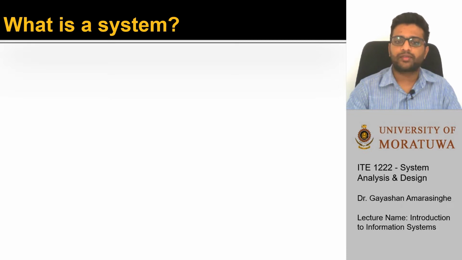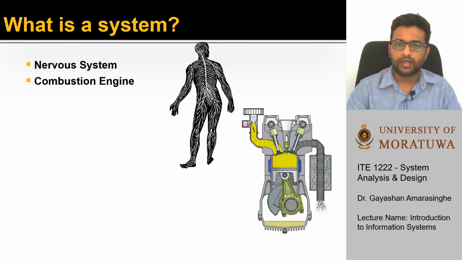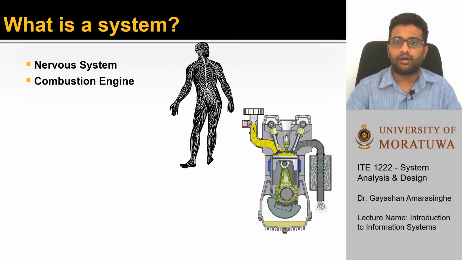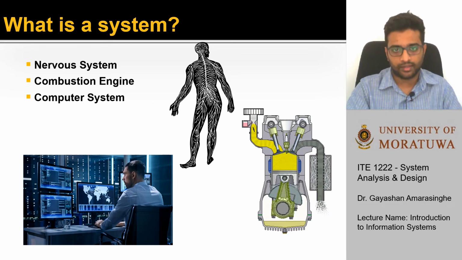I'm sure you may have written different types of systems. Biological systems such as our nervous system, or mechanical systems such as a combustion engine, or a quite familiar system to us, computer systems. If you have these type of systems in your list, then you are quite familiar with some of these systems.